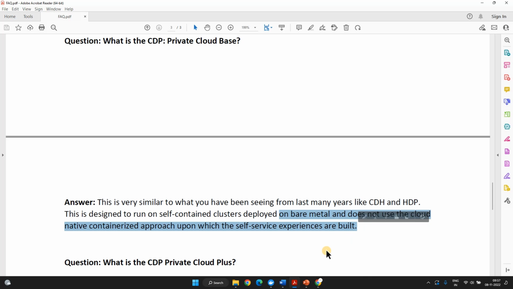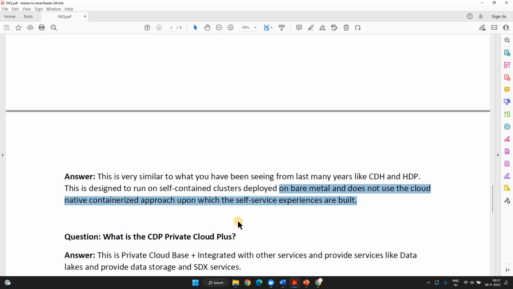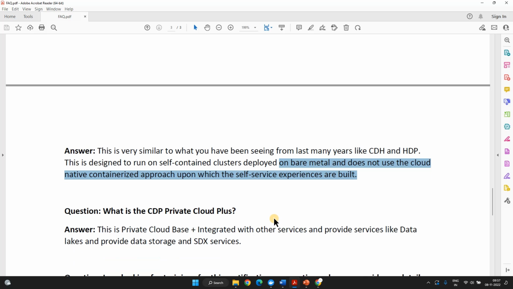This would be on demand: whenever you need it you start it, and whenever you don't need it you stop it. That way you can utilize it. For that I also published a separate video. CDP private cloud is basically bare metal: you select your servers, manually install your entire Cloudera Data Platform on them, and then make it available for your customers or your team to use. So that is a private cloud.